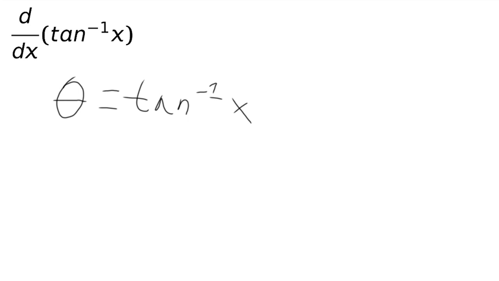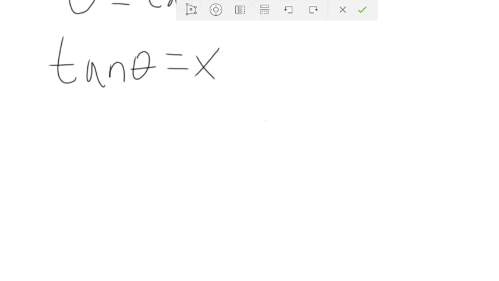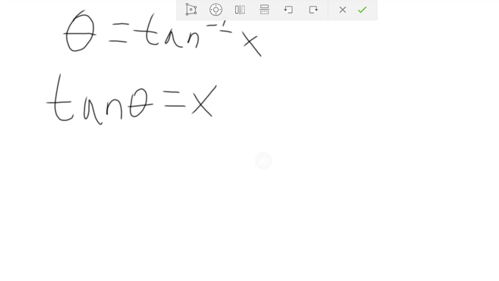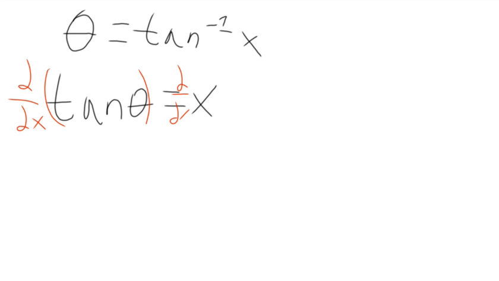So I will take the tangent on both sides here. This tells us that tangent theta is equal to x, because tangent of tangent inverse of x is just x. And now we are ready to take the derivative with respect to x on both sides. So we'll put down d dx and d dx.